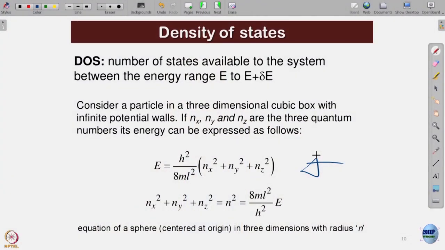Now, this is a beautiful equation. I realize that if I do a little bit of manipulation, then n x square plus n y square plus n z square, I can write as n square. Then I can take this quantity to this side, and this is going to be very important: n square becomes equal to 8 m l square by h square, times E.